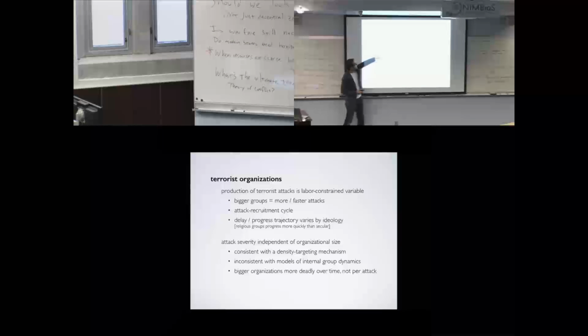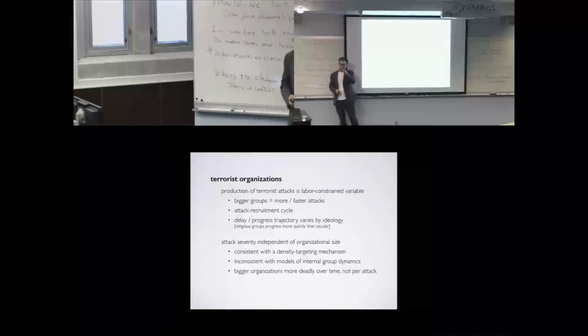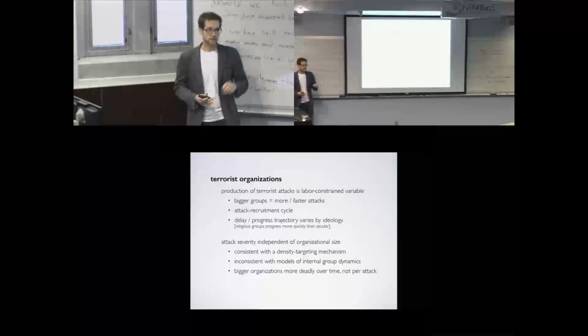I didn't show you the results for this, but we can also analyze groups by ideology. We find that those trajectories, the way they go from the top right-hand corner of being slow to the bottom left-hand corner of being fast, the rate at which they make that transition depends on their ideology. Religious groups make that transition the fastest.